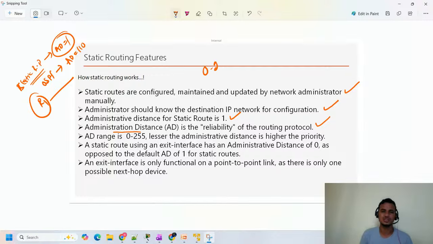This is not really a static routing point, but you need to remember it. In future live sessions we are going to discuss the different routing protocols, you will see.